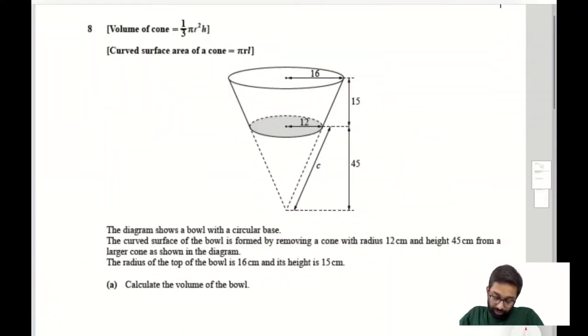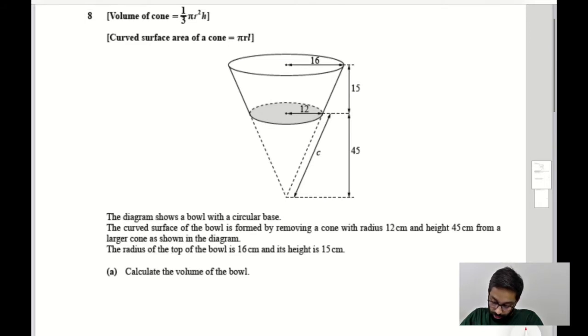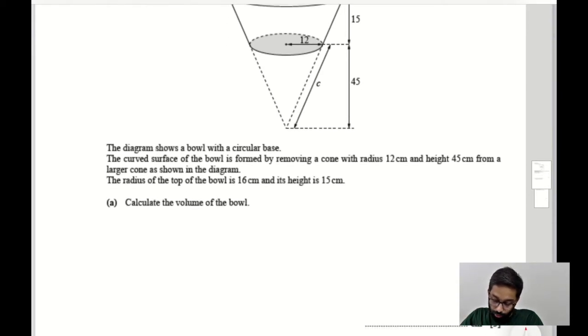Let's start. So the question in front of us has a cone and it says the diagram shows a bowl with a circular base. The curved surface of the bowl is formed by removing a cone with radius 12 centimeters and height 45 centimeters from the larger cone as shown in the diagram. The radius of the top of the bowl is 16 centimeters and its height is 15 centimeters. Calculate the volume of the bowl.